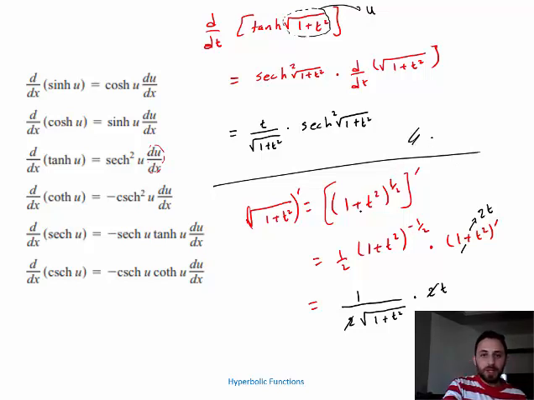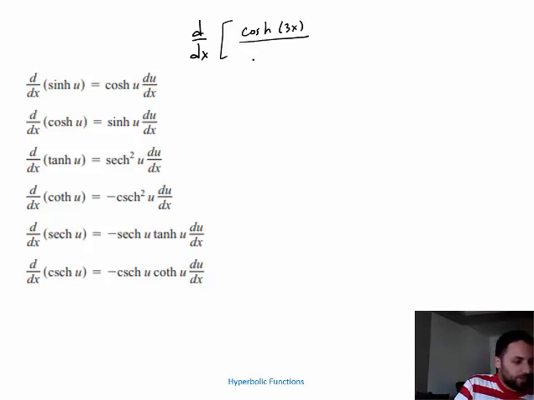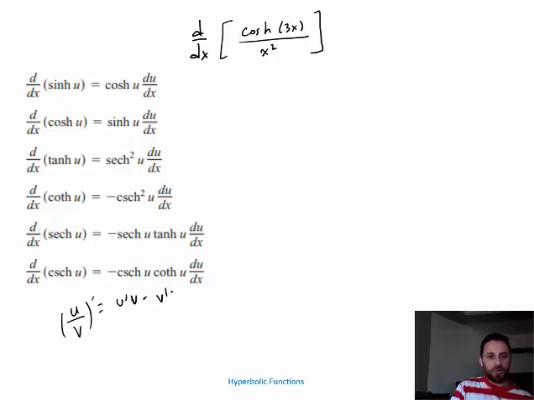Okay, let's take another example. If we are asked to find the derivative of cosh 3x over x squared, remember the derivative of two functions, u over v, is u prime v minus v prime u over v squared. So what is the derivative of cosh 3x?